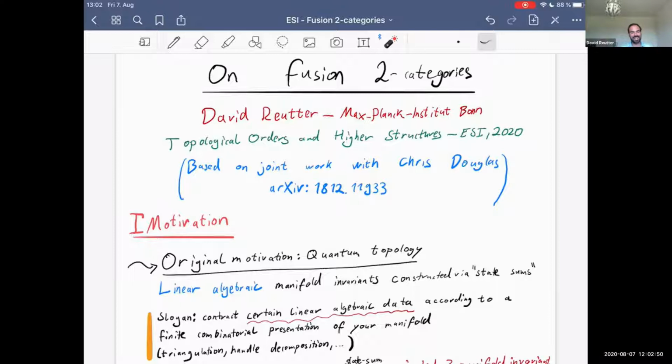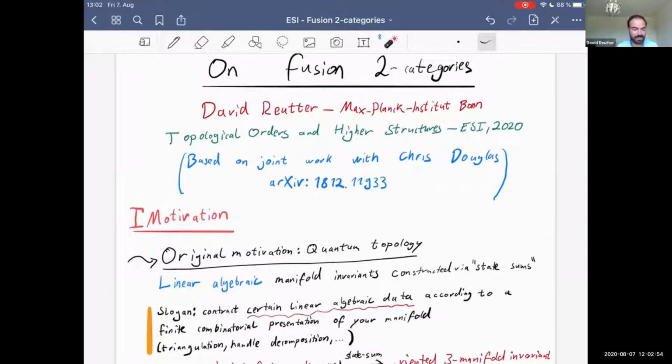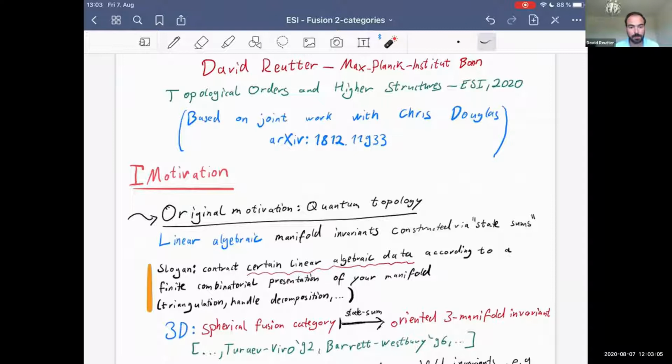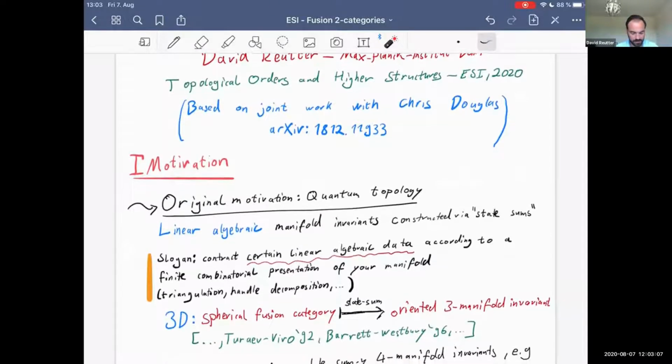Okay. And so the slogan is, take certain linear algebraic data and contract it along this presentation of your manifold. And the big question then, of course, is what algebraic data should I take? And the situation in 3 dimensions was sorted out in the 90s, basically. And the names attached to this are usually Reutter and Barrett-Westbury. And the idea there is that they can take something which is called a spherical fusion category, and we've seen fusion categories before this week, and turn it into an oriented 3-manifold invariant.